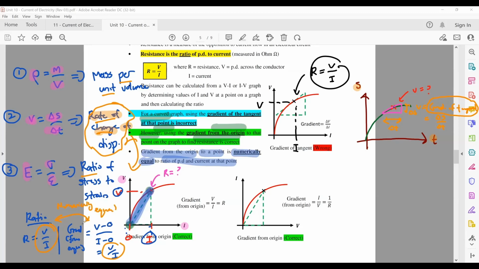Okay, you finding gradient from origin is actually going to give you an answer similar to the ratio. Okay, so don't find gradient from tangent, find gradient from origin when you want to evaluate the resistance. Okay, it's because the gradient is equal numerically to the ratio.